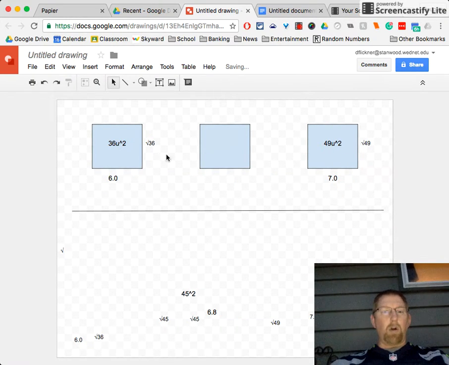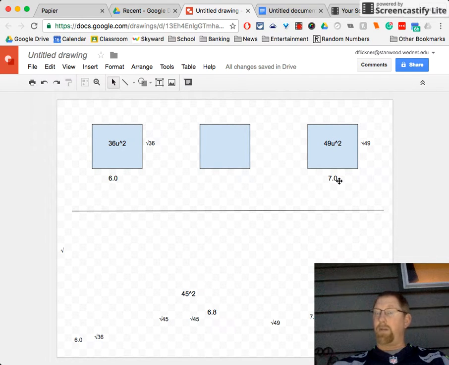So these guys right here are called perfect squares. And the reason why they're called perfect squares is because the side of it is a perfect integer, like 7. So 7 times 7 is 49, and 6 times 6 is 36.